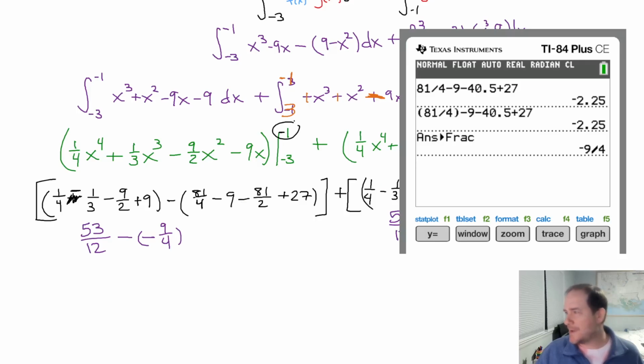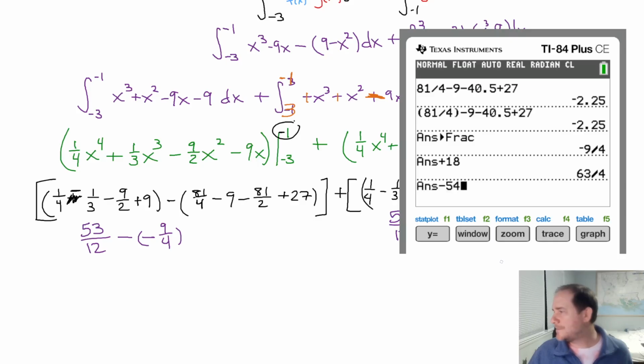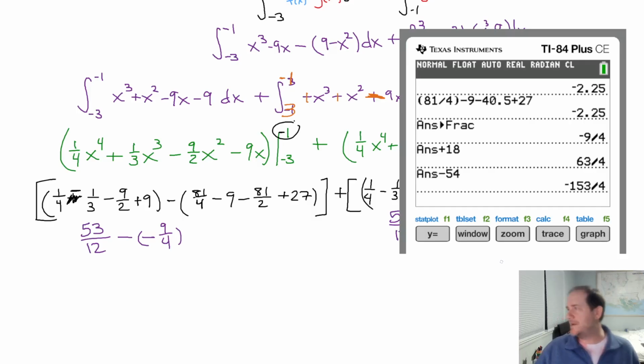What's happening over here? Minus. I gotta do this one. What's the difference here? You were a negative 9 and you're a plus 27. So it's like we're adding 18 but taking away 54. Add 18. Take away 54. Alright, I'm getting that. Negative 153/4. And if my tablet could just let a 4 be a 4, that would be great.